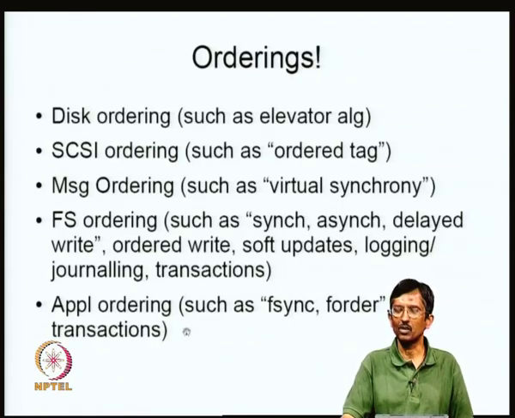There is also one more at the highest level, you might call it application level ordering, and these are things like fsync, and we look at one model called forder, which one distributed file system called Echo has, which we also discussed briefly last time. So you can see that there are lots of ways in which the IO can get reordered, and therefore the exact semantics is non-trivial.